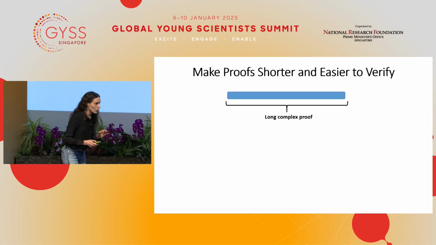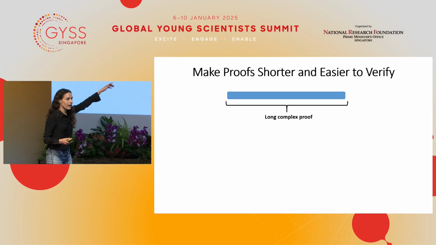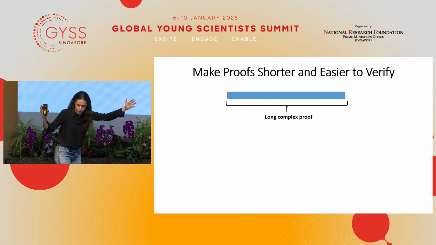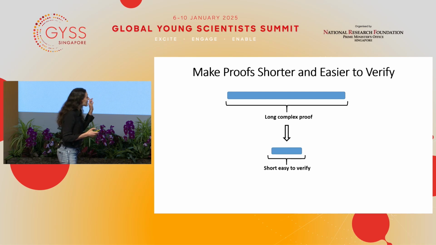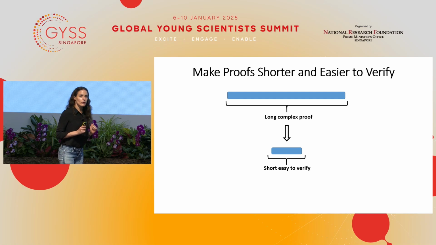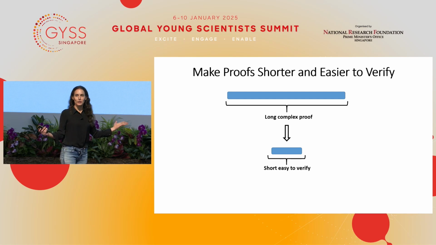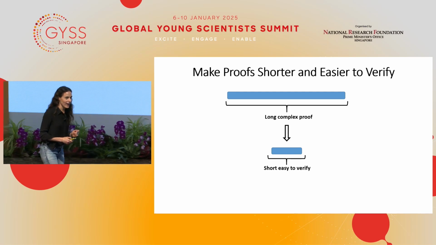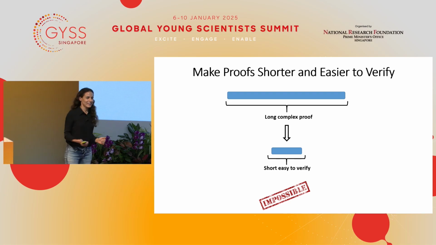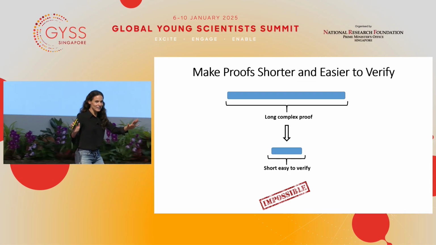So, what is our goal? I would like to take a very long and possibly complicated proof and convert it into a very short, easy to understand proof. Won't that be wonderful if we can do it? Okay, so that is my goal. However, it's impossible. Sorry, guys. But I'm not done, so stay with me here.